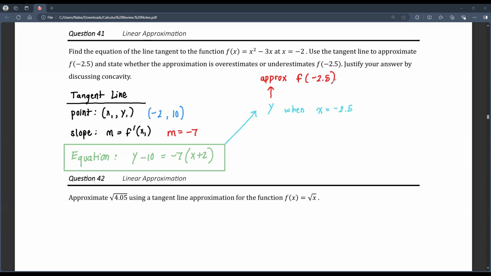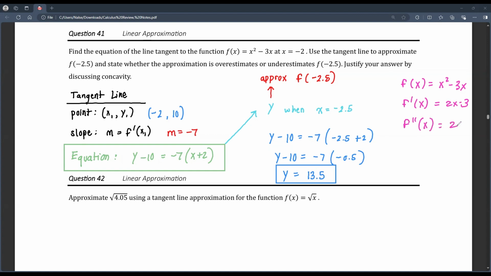When we plug in the specified x value and solve for y, we find that y is equal to 13.5. But is this an over or under estimate? Let's justify our answer by using the concavity of the function, which can be determined with the function's second derivative. The second derivative is positive, which means that the function is concave up and the tangent line lies below the curve, and this leads to an underestimate of the actual function value.